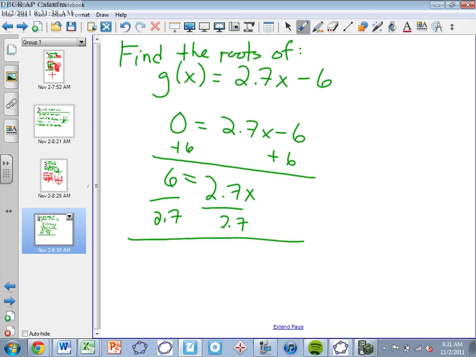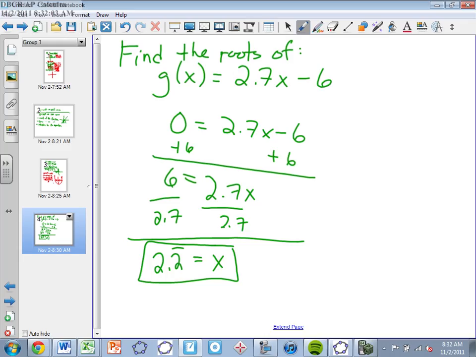Now, using your calculator, figure out what 6 divided by 2.7 is. It should be a little more than 2. Okay, because 6 divided by 3 would be 2, right? So 2 point, what is it? Okay, that tells me that my x-intercept, or my root, or my 0 of the function is 2.2 repeating.